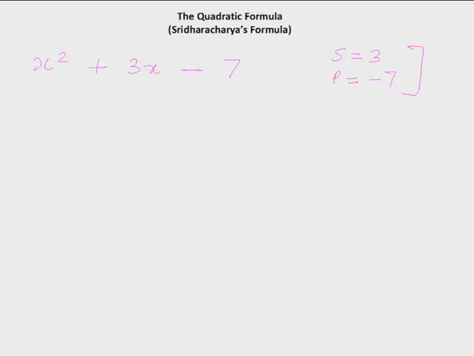But there is a formula that will always work. It's related to the completing the square method, but I won't do it here. All I'll do is give you the formula. In general, a quadratic equation can be written as ax squared plus bx plus c, which means that a is the coefficient of x squared, b is the coefficient of x, and c is the constant. For example, something like 2x squared minus 8x plus 1.